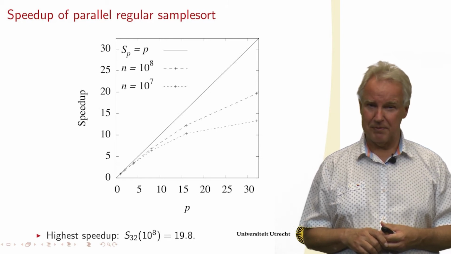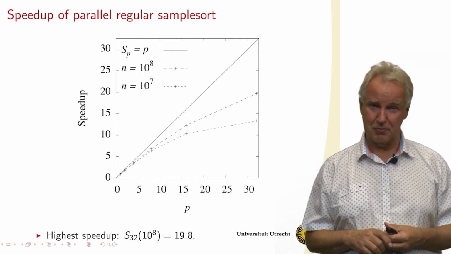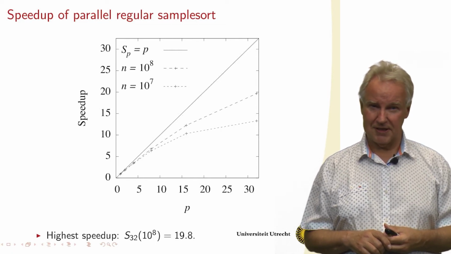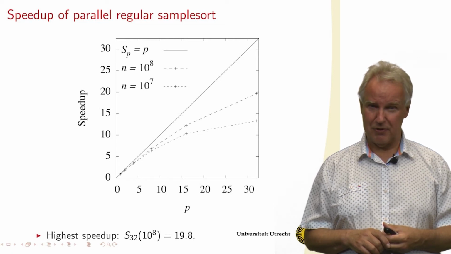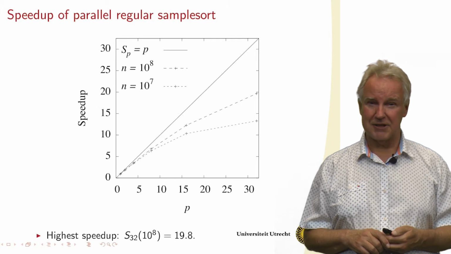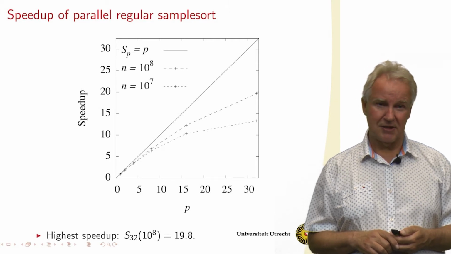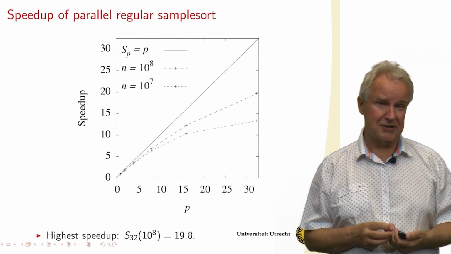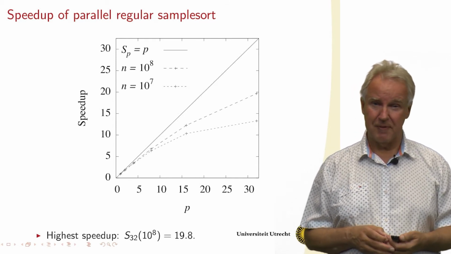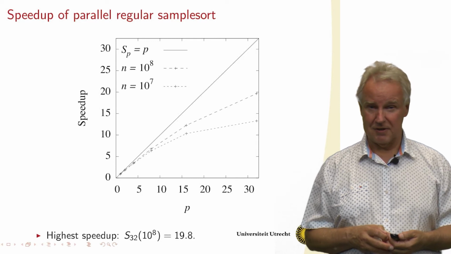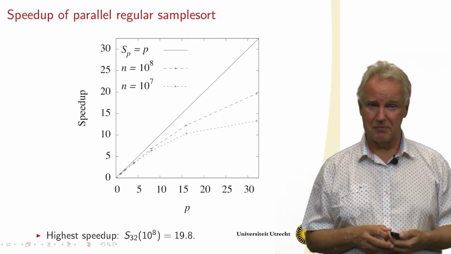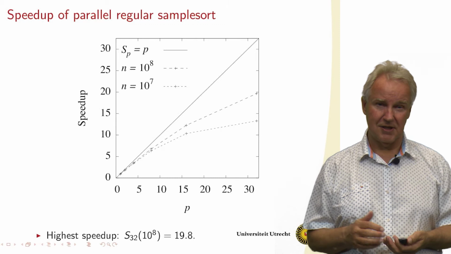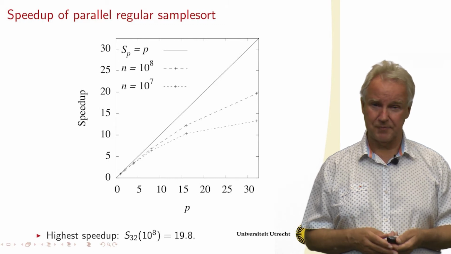In this case, you see the parallel speedup plotted for p between 1 and 32 processors, and you see that we get almost a 20-fold speedup for 32 processors for the largest problem size. In general, you would expect here that the larger n, the larger the speedup that you can achieve, because the communication then becomes a little bit less important compared to the computation.